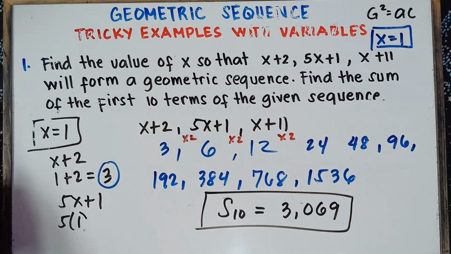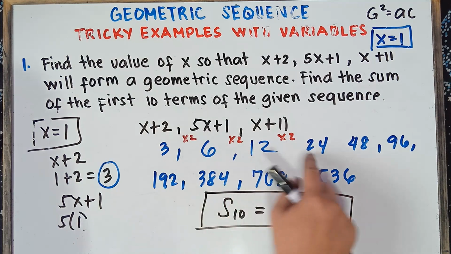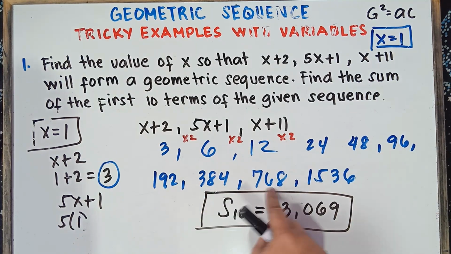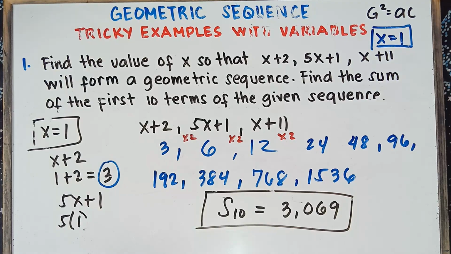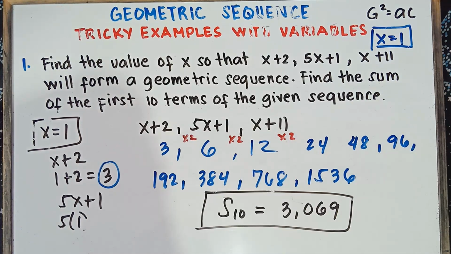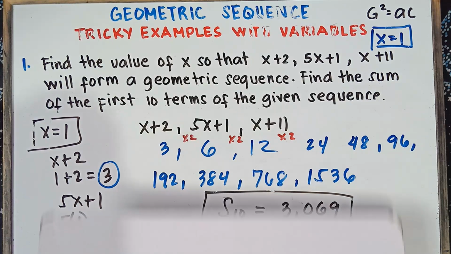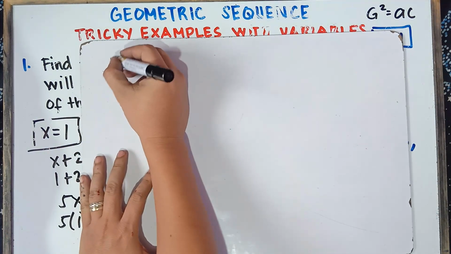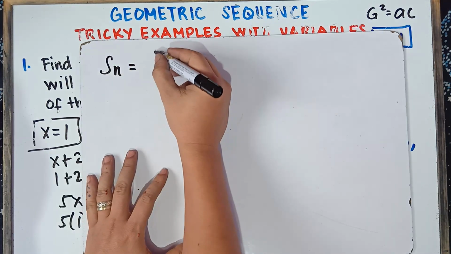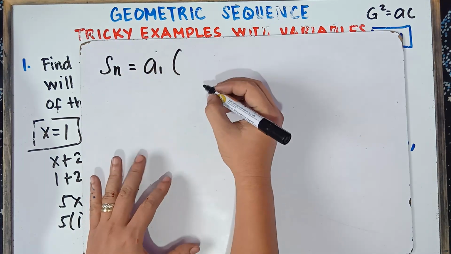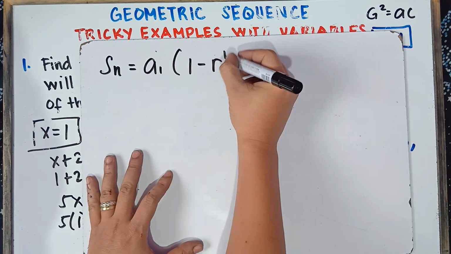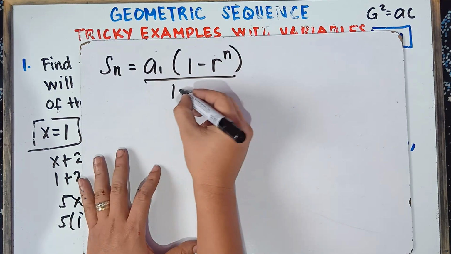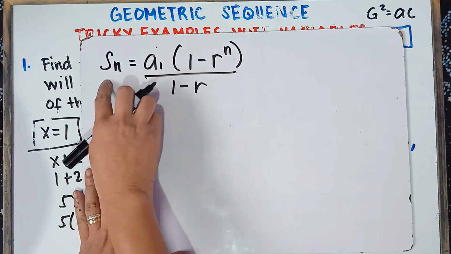With regards to example number 1, we have 10 terms: 1, 2, 3, 4, 5, 6, 7, 8, 9, 10. Once again, class, this is quite long, so we do have a formula for the sum. S of n is equal to the first term multiplied by 1 minus r raised to the power of n, all over 1 minus r. So S of n, that would be the sum.